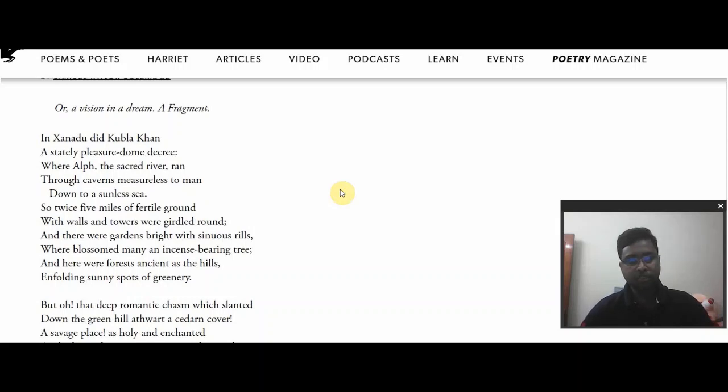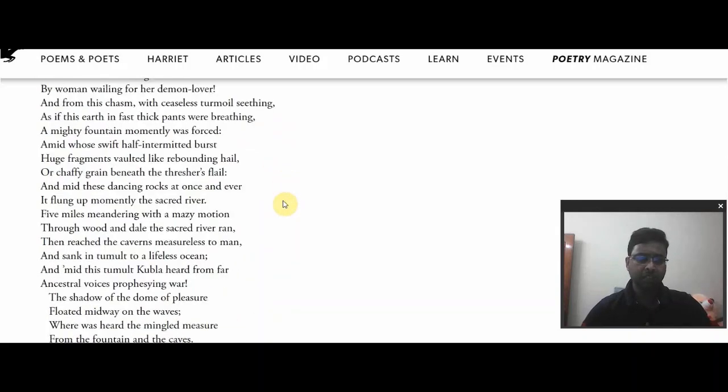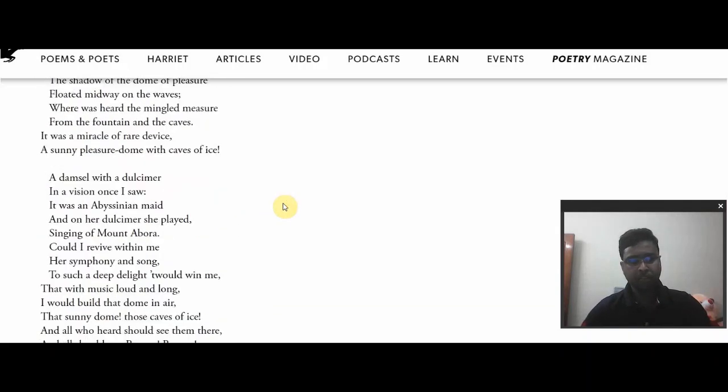In Xanadu did Kubla Khan a stately pleasure dome decree, where Alph the sacred river ran through caverns measureless to man down to a soundless sea. Now every object of this visionary, or some may call it historical, we don't have enough historical evidence of that, but this pleasure dome is going to be the central symbol of the second part of the text, or also the whole text. Why?